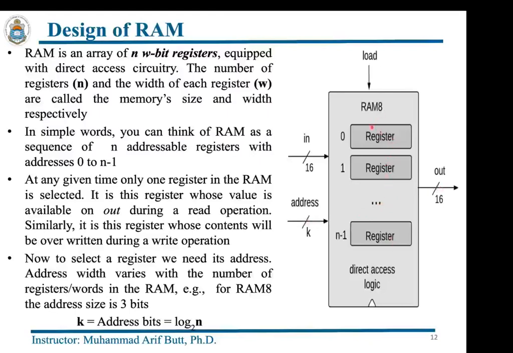So if we have 8 registers over here, 0 to 7, the address bits will be 3. And if we have 1024 registers over here, the addressing bits will be 10. And remember, in this block diagram, this portion shows you that this is a clocked chip, a clocked device.